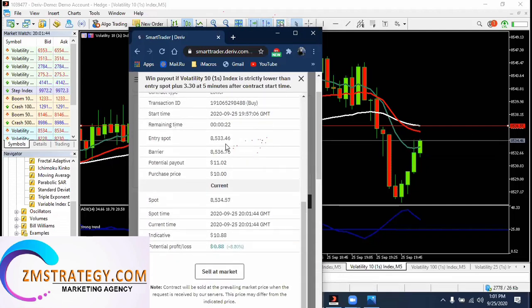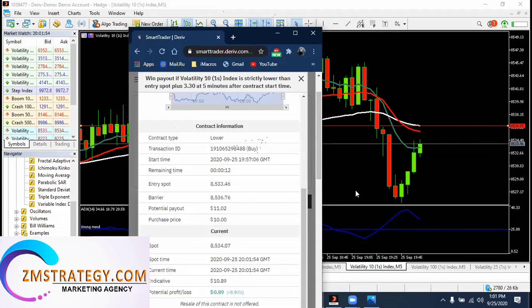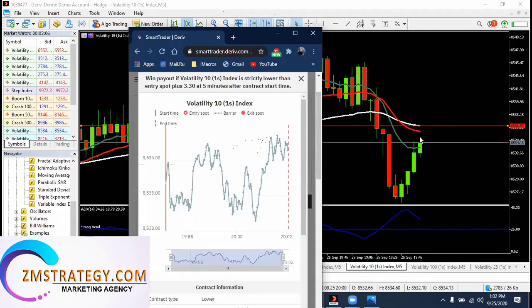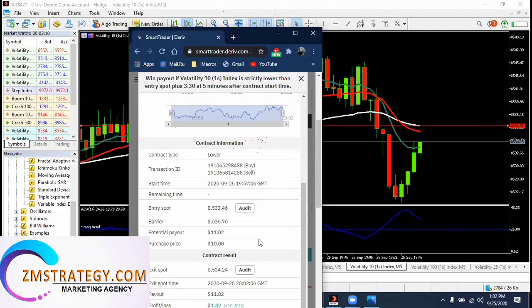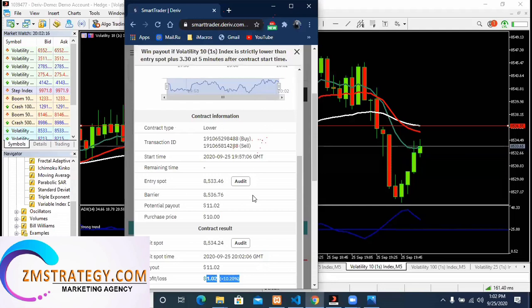Which is this line which I was able to draw using the barrier that was generated immediately the trade was taken. Now you can see that the market is trying to break above this moving average. That's why it's going up and down here, because it's trying to close above this moving average. Now you can see that the trade has closed, so definitely we end up at a profit.